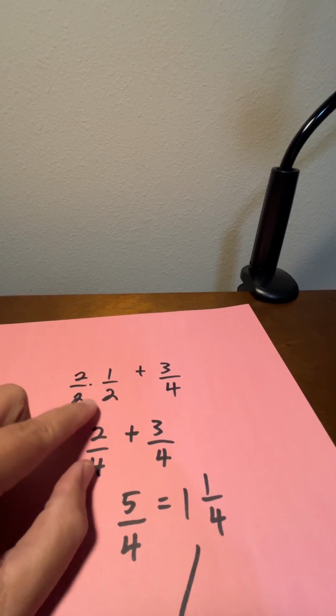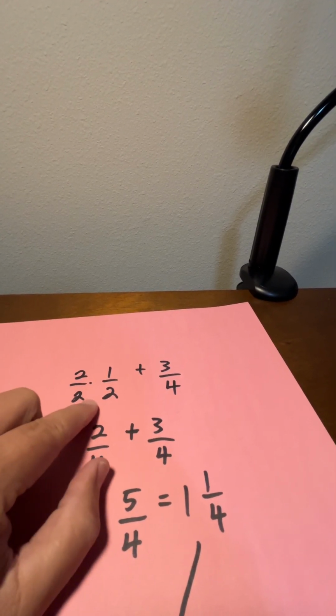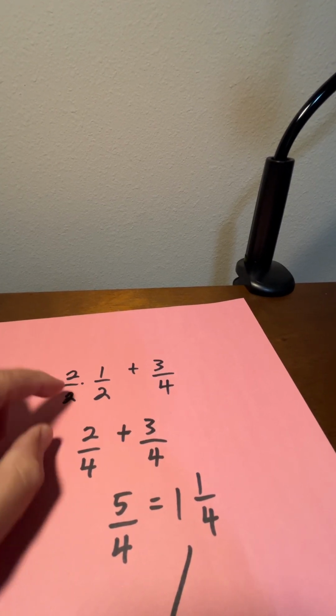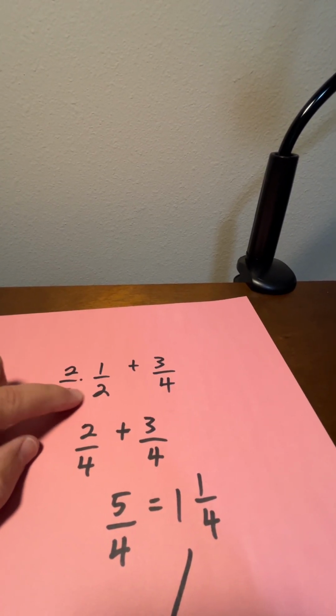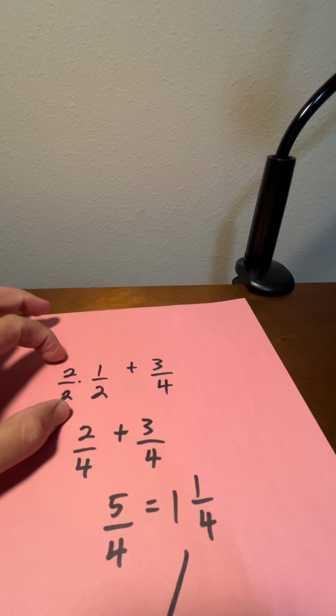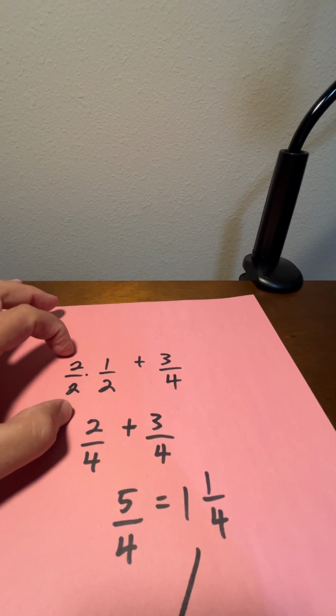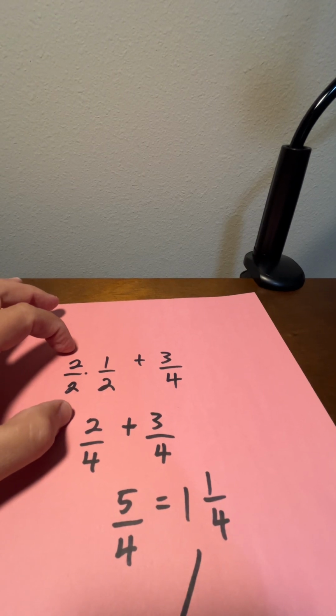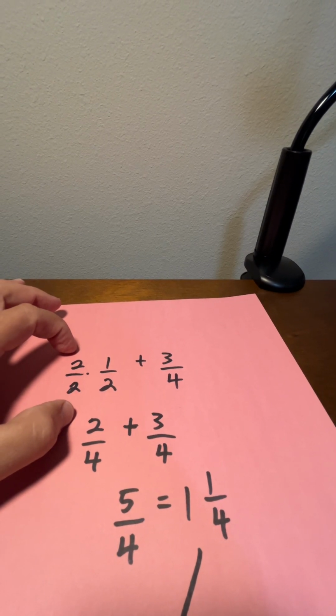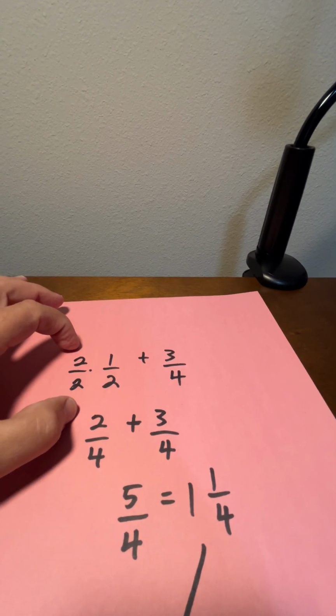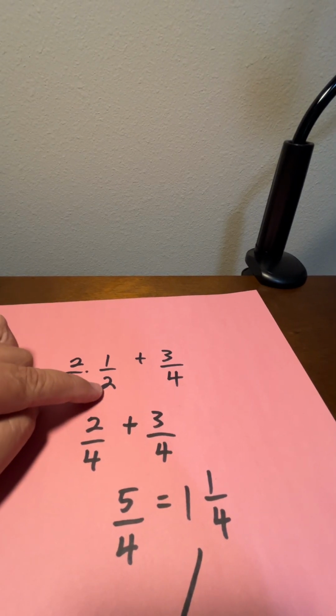And hopefully you see that if you just multiply this one by 2, it would be 4. So if you multiply by 2 here, you have to multiply by 2 on the top. That way you're really multiplying by 1. 2/2 is 1. And if you multiply by 1, you don't really change the value of something. You change the way that it looks. So that's what we're doing here.